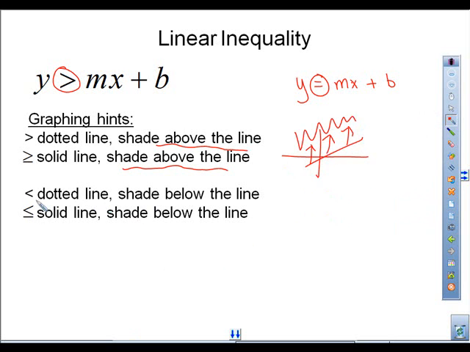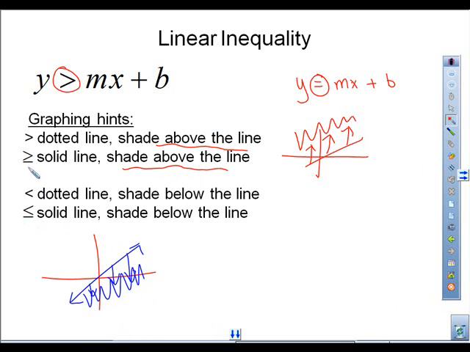Now, if it's less than, and we have a graph, let's see, I'll make the line in blue so it's clearer. So we have a line. If it's less than, we shade below the line. So we would be shading in this area. That's what I mean by shade above or shade below the line.